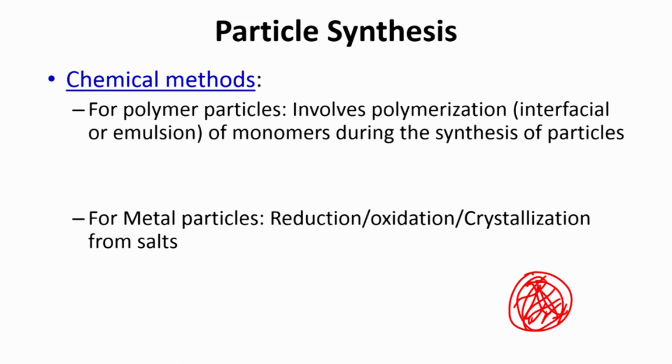But for metal particles, reduction, oxidation, crystallization from salts is used quite a lot. So, let us say you have a gold salt, an Au salt, and then you can reduce it or oxidize it to basically return it to native state, where they will start to interact with the other Au ions and form a particle, and depending on what concentration of the salt you have used, you can vary the size of these particles.